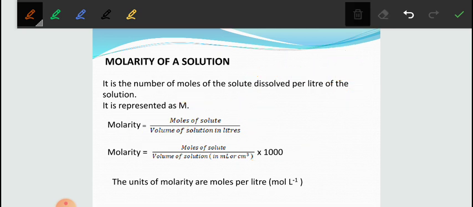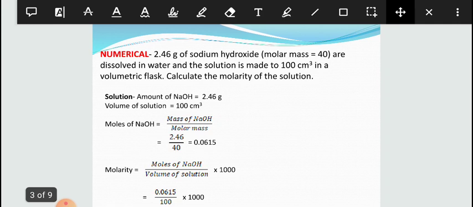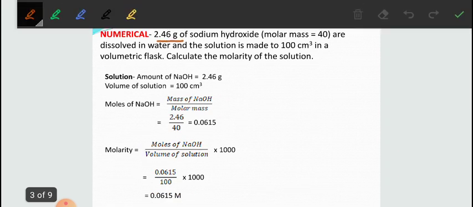Hope you understand. Let's try to understand more with the help of a numerical. In this numerical they have given 2.46 gram of sodium hydroxide. Sodium hydroxide is NaOH, molar mass is given, that is 40, dissolved in water. That means water here is the solvent and sodium hydroxide is the solute. Solute is present in a very small quantity, and solvent in a large quantity, and solution is made up of solute and solvent. The solution is made to 100 centimeter cube, meaning the volume is given, and we have to calculate molarity.